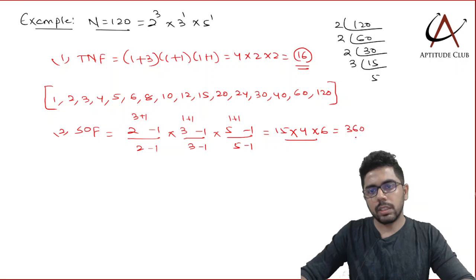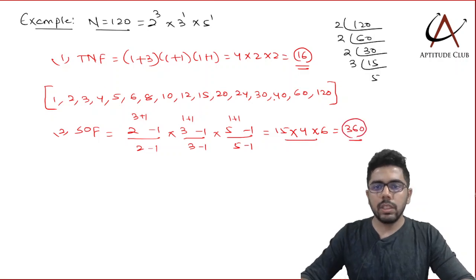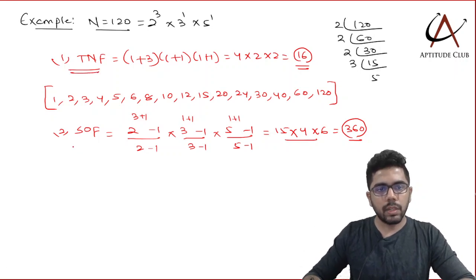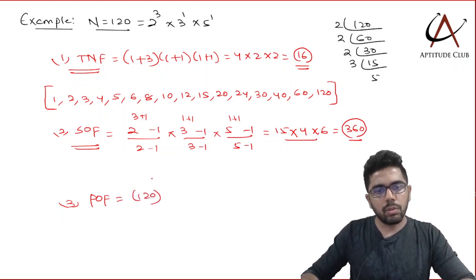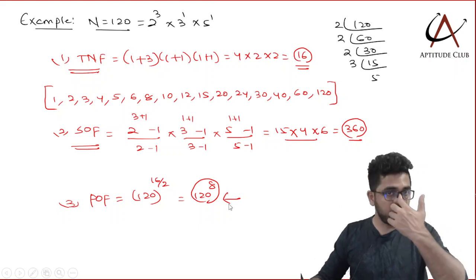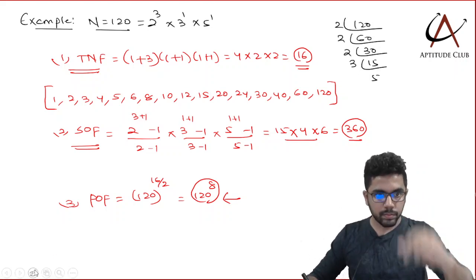So I get 360. So if I add all these factors, मुझे 360 मिलेगा as sum of factors. Total number of factors, sum of factors हो गया. Then the third thing is product of factors. Product of factors again simple. Number to the power total number of factors by 2. So it is like 120 to the power 8. We don't need to calculate इसका value कितना आएगा. We can simply write it as 120 to the power 8.